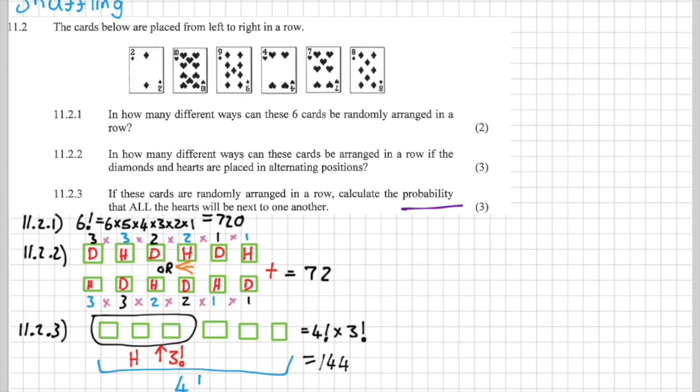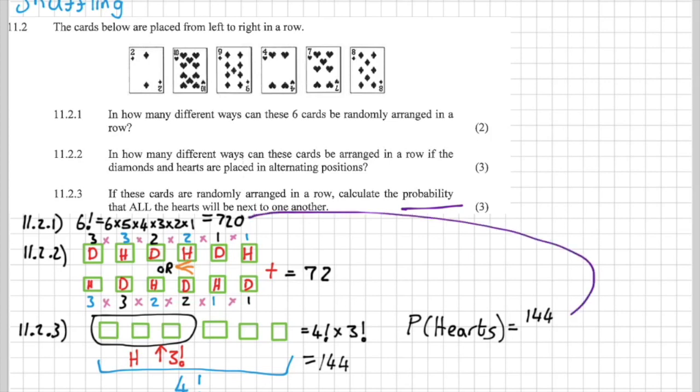To finish off the sum, we need to calculate the probability of the hearts being placed together. Now the number of ways for the hearts to be placed together is 144. But how many possibilities are there? Well, 720. And there you've got your probability: 144 over 720. Simple and easy as that. There you've got your 8 marks.